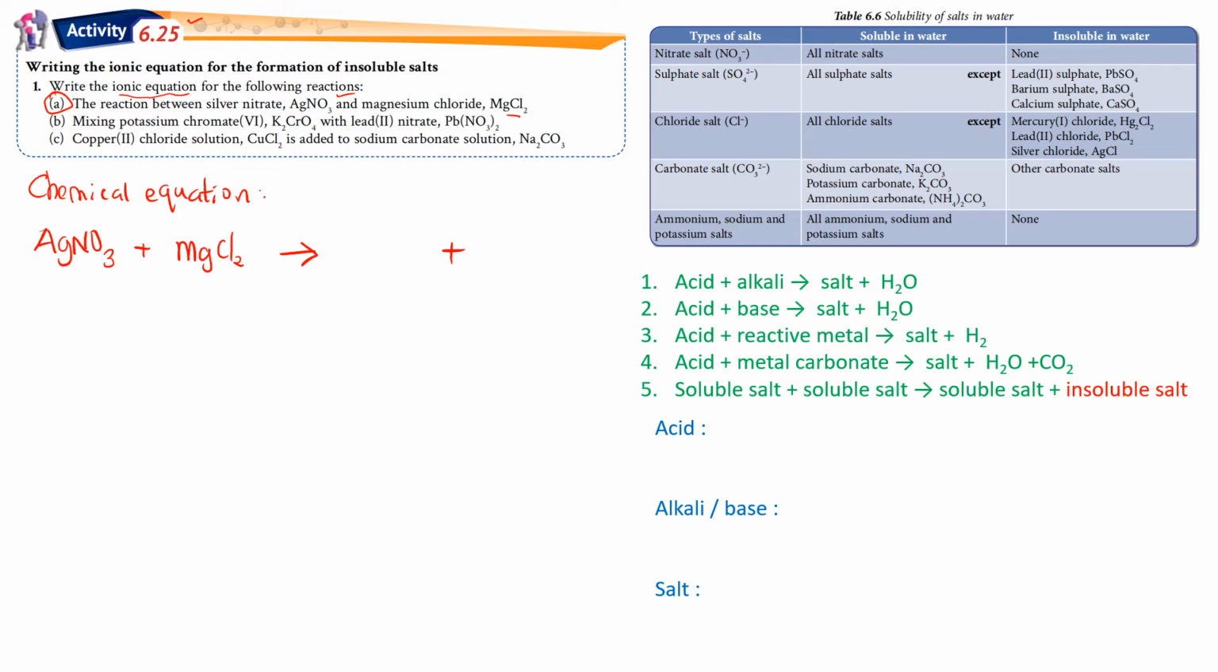So what is an acid? An acid normally consists of hydrogen. For example, hydrochloric acid HCl, sulfuric acid H2SO4, and nitric acid HNO3. These are called acids. They consist of hydrogen. Alkali normally consists of hydroxide, for example NaOH and potassium hydroxide KOH. Or a base can be a hydroxide.